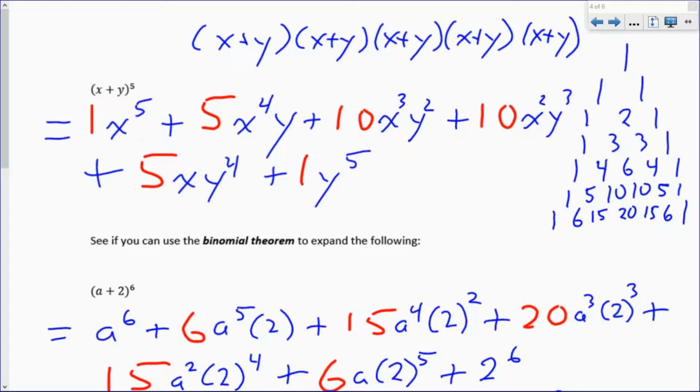Why is it that there's one x to the power of 5? Well, the answer is there's only one way to get an x to the power of 5. You have to multiply x times x times x times x times x. There's the x to the power of 5. And there's only one way to get a y to the power of 5. Y times y times y times y times y. Y to the power of 5.